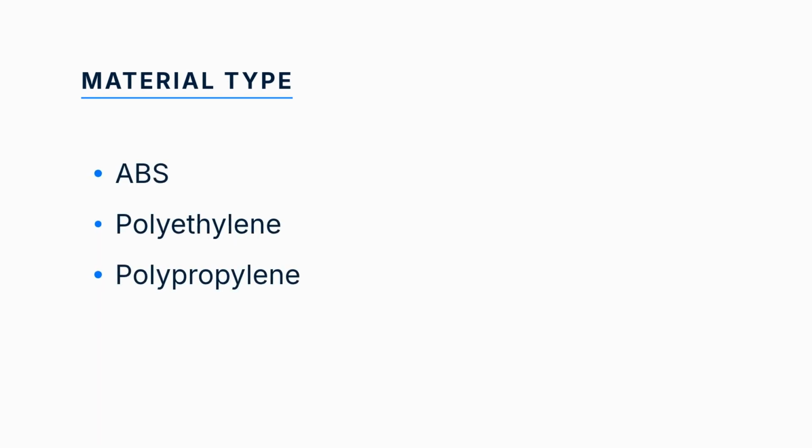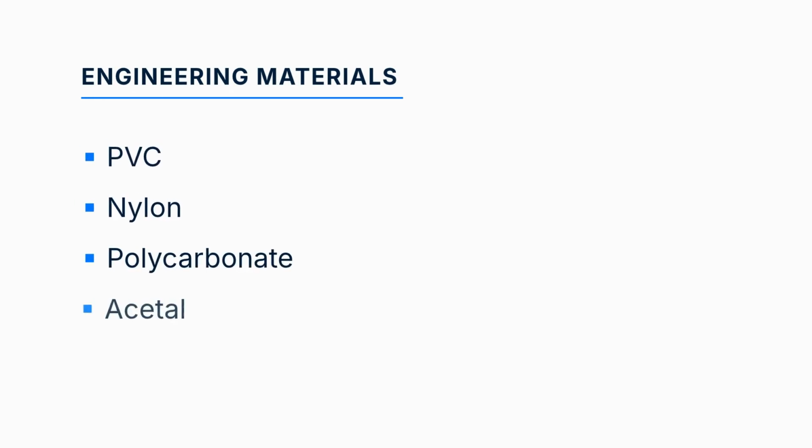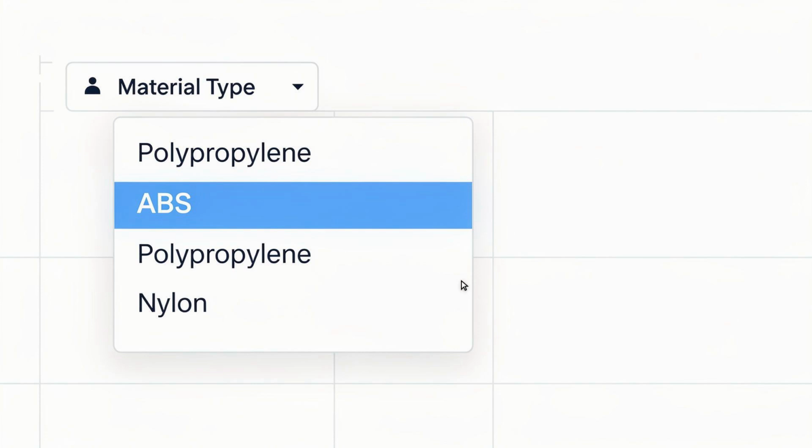Next is material type, with options including ABS, polyethylene, polypropylene, polystyrene, PVC, nylon, polycarbonate, and acetal. I'll select ABS for this demonstration.